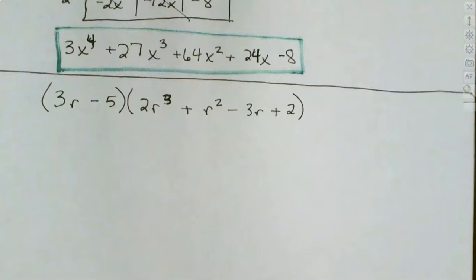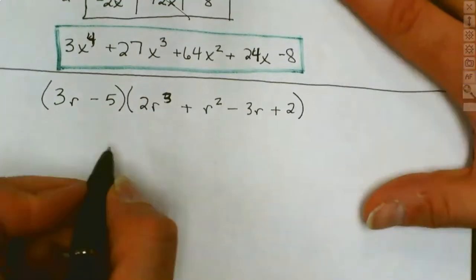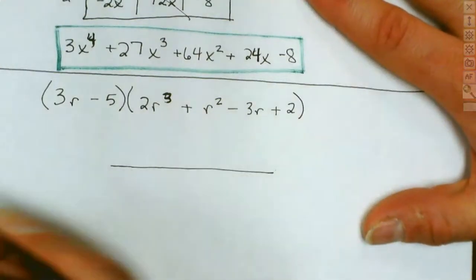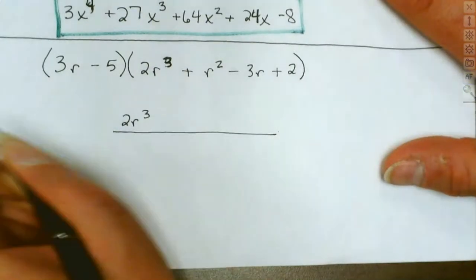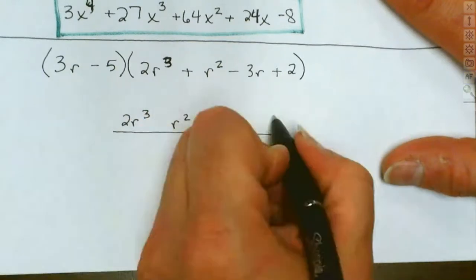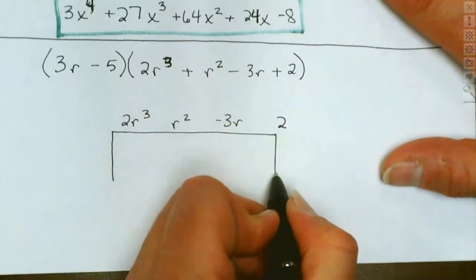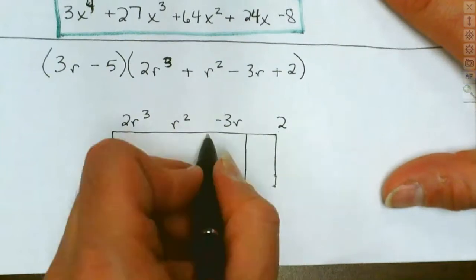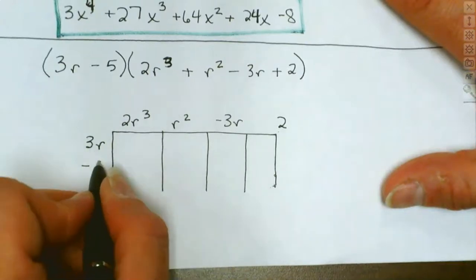What do we do with this one? Well, it's 2 by 4. So I always like to write the larger one across the top. We'll just have a large rectangle here. So we have a 2r cubed, r squared, a minus 3r, and a 2 across the top. Then we're going to go down the side here. And down the side, we've got a 3r and a minus 5.